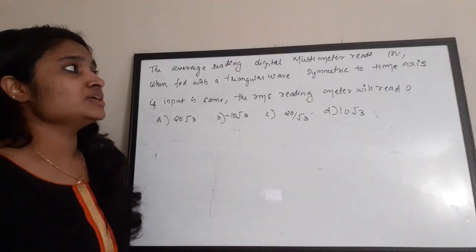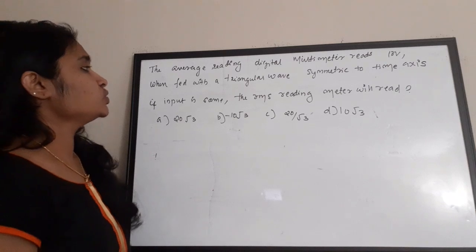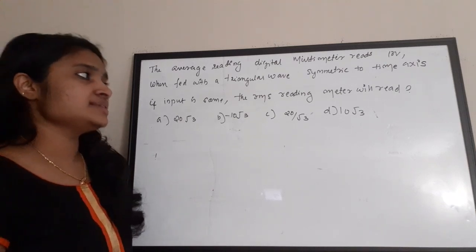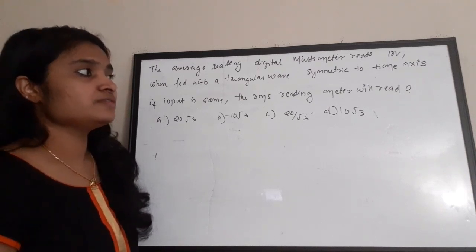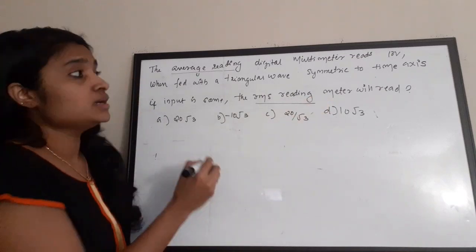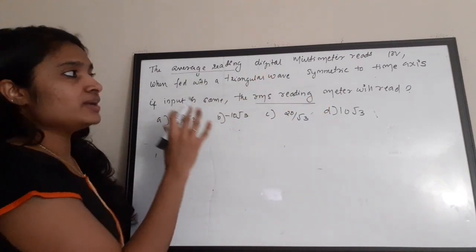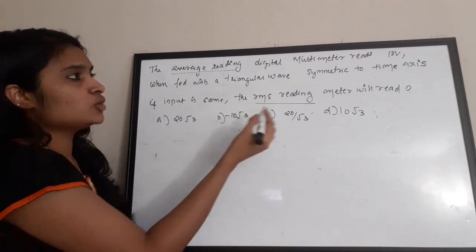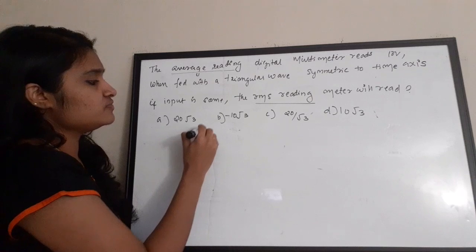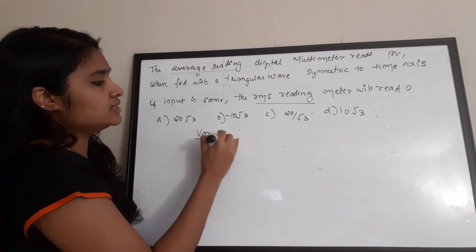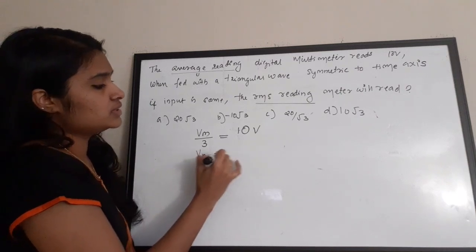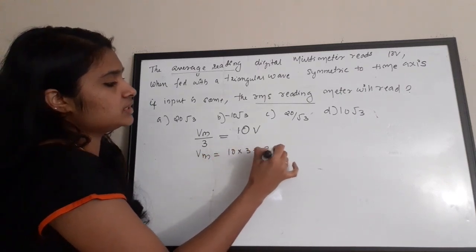The average reading digital multimeter reads 10 volt when fed with a triangular wave symmetric to time axis. If input is same, the RMS reading meter will read dash. One is an average reading meter and another one is an RMS reading meter. The average reading meter, when fed with a triangular wave, is giving an output of 10 volt. So average for a triangular wave is Vm by 3, and it is obtained as 10 volt for an average reading meter. So Vm is equal to 10 into 3, which is equal to 30 volt.